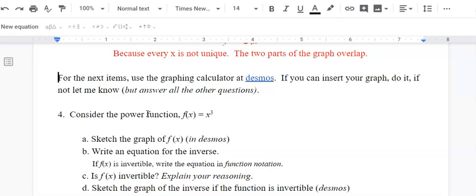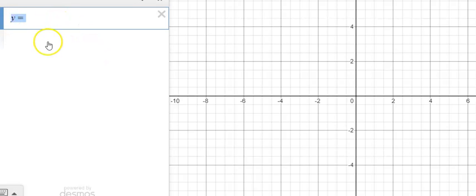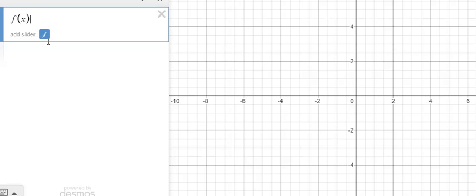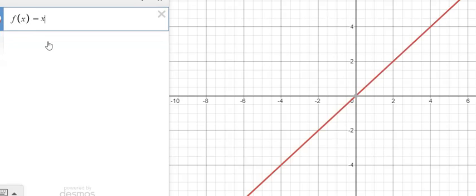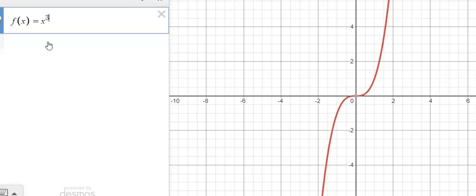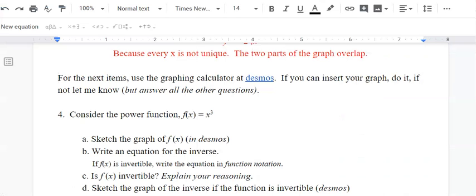But let's consider the power function f of x equals x cubed. I'm going to put f of x equals x cubed. All right, so here is my cubic function. So sketch the graph in Desmos, write an equation for the inverse. Well, let's see, if you have x cubed, I'm just going to put it right here.